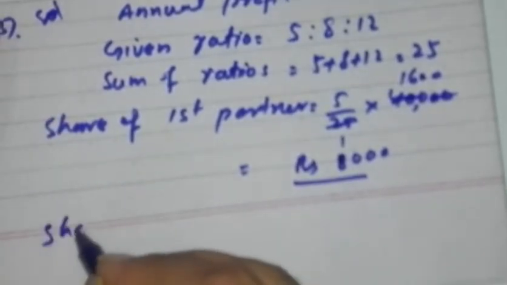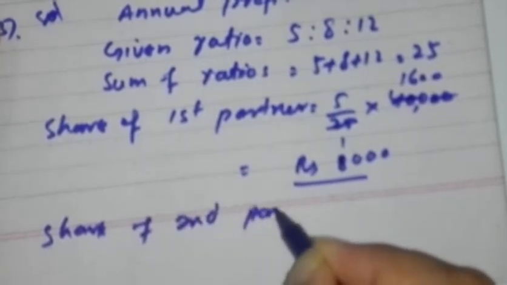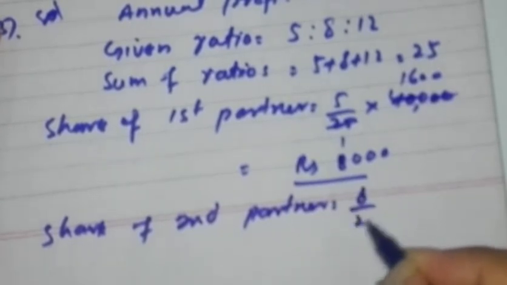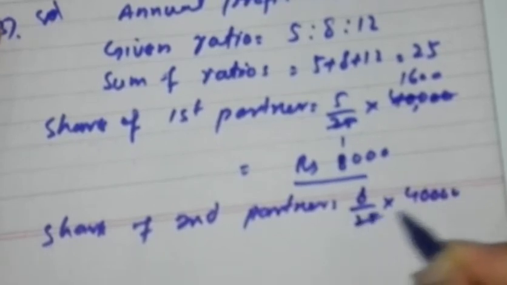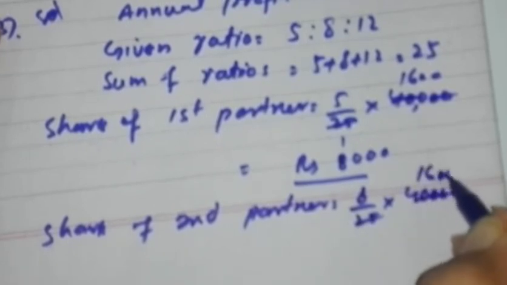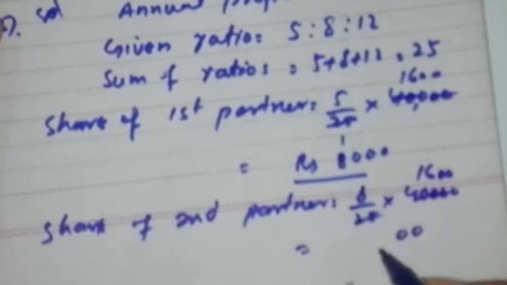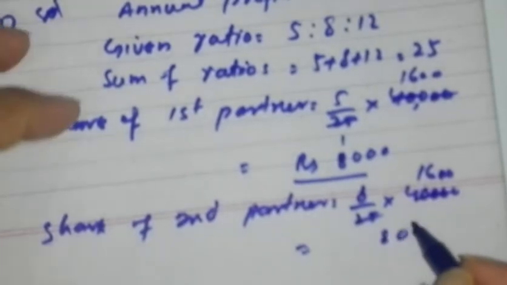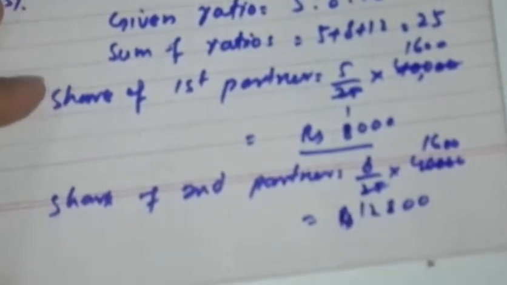Now share of the second partner. It will be 8/25 into 40,000. 25 into 1600 is 40,000. Now 8 times 1600: 8 zeros are 0, 8 zeros are 0, 8 6s are 48, 8 ones are 8, 8 and 4 are 12. 12,800 is the share of the second partner.